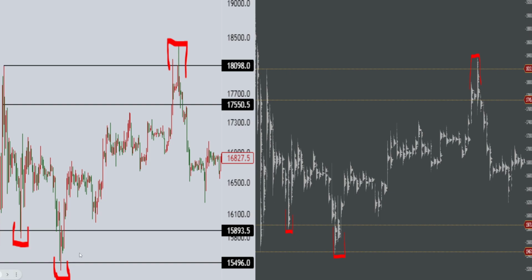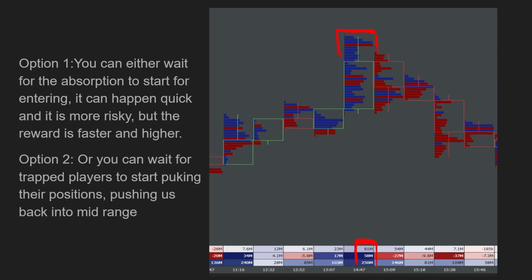Here can be seen quite obviously different types of charts. Option 1, you can either wait for the absorption to start for entering. It can happen quick, it is more risky, but the reward is faster and higher. Option 2, or you can wait for trapped players to start puking their positions, pushing us back into mid-range.